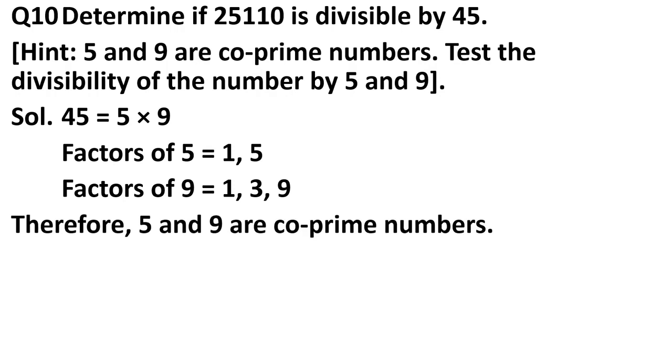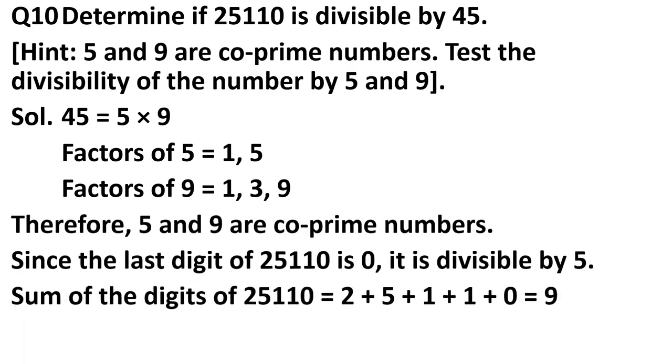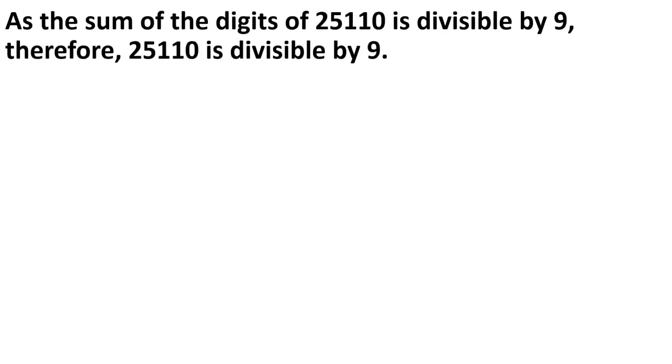Now we will check whether the number is divisible by 5 and 9 or not. First of all, let us check by 5. The last digit is 0, so it is divisible by 5. To check the divisibility by 9, we have to find the sum of all the digits: 2 plus 5 plus 1 plus 1 plus 0, which is equal to 9. As the sum of the digits is divisible by 9, therefore 25,110 is also divisible by 9.